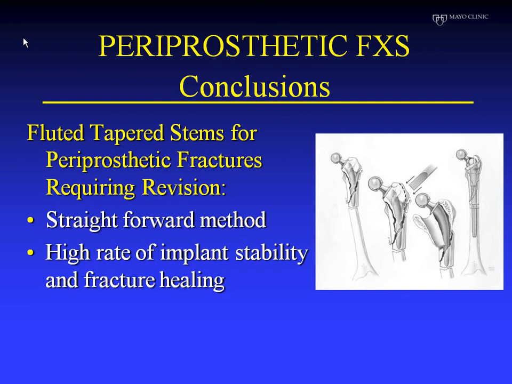So I'll conclude by saying that fluted tapered stems for periprosthetic fractures requiring revision are a simple, straightforward, reproducible technique with a very high rate of implant stability and fracture healing in our hands, and it allows the surgeon to intellectually treat Vancouver type B2 and B3 fractures with a similar approach to the problem. Thank you very much for your attention.